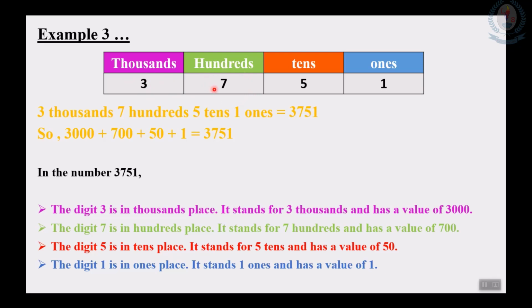Then digit 7 is in hundreds place. It stands for 700s and has a value of 700. Then this 5 is in tens place, and it stands for 5 tens and has a value of 50. Then this 1 is in ones place, and it stands for 1 ones, that means has a value of 1.